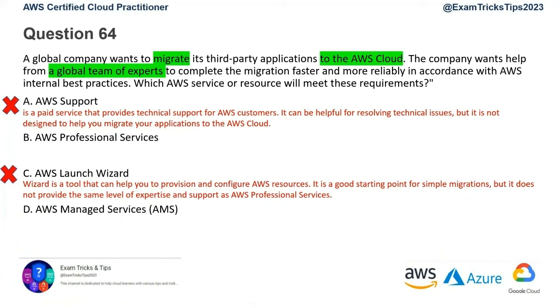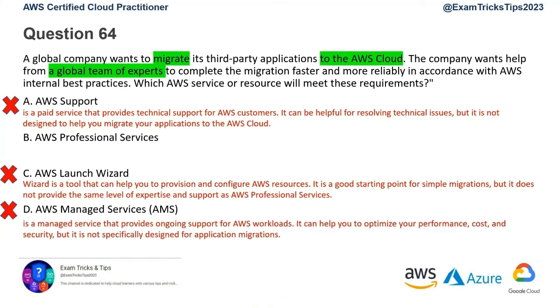Let's look at option D, AWS Managed Service. Now, this is a managed service that provides ongoing support for AWS workloads. You're already on AWS, and then you need some support in order to understand how you can optimize performance, cost, and security. But it's not specifically designed for application migration. This is more of an operational support you will get, and advisory support on top of whatever tools are available from AWS. So this is incorrect as well. So we are left with option B, and that's the correct answer.